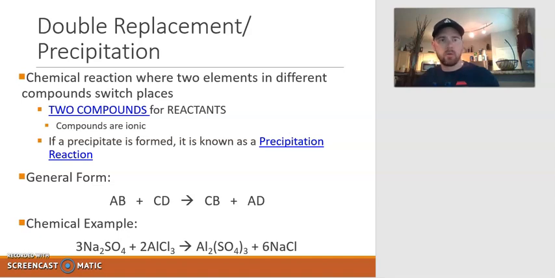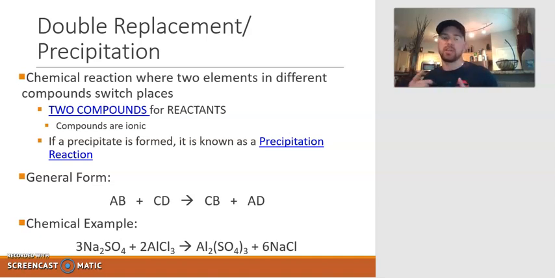All right, continuing on with our types of reactions, we have two left, and both of them are technically double replacement reactions. So double replacement is the second to last one, but more specifically, we're going to talk about the precipitation reaction.